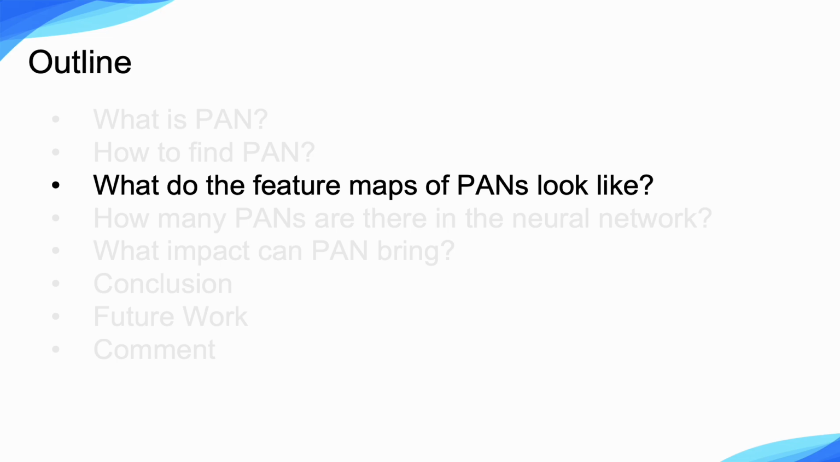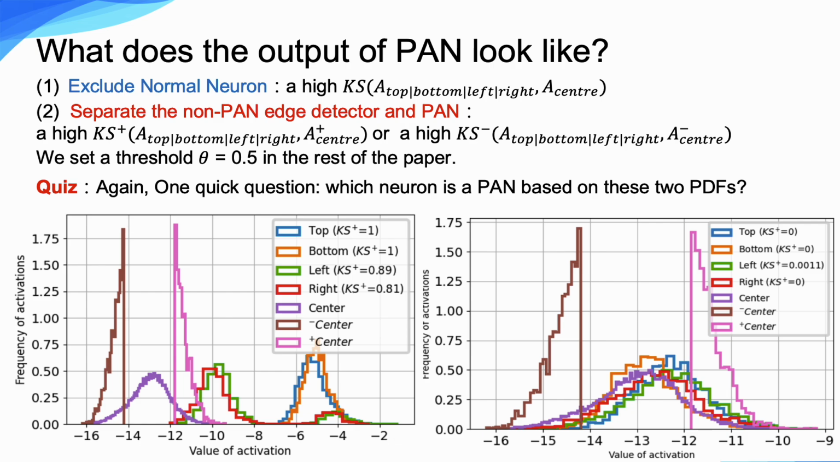So what do the feature maps of pans look like? Again, here's a quiz. Which neuron is a pan based on two PDFs, the left one or the right one? If you think it's the left one, please raise your hand. The right one? Okay, good. The answer is the left one, because you can see the KS value here almost satisfies the condition listed here, and the distribution is far away from the center distribution.